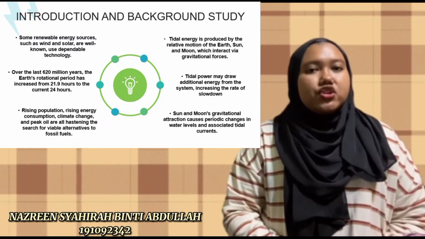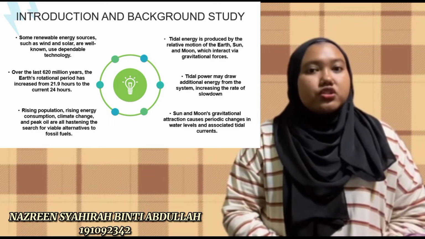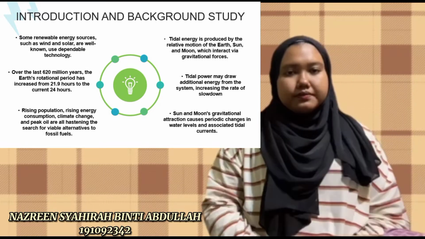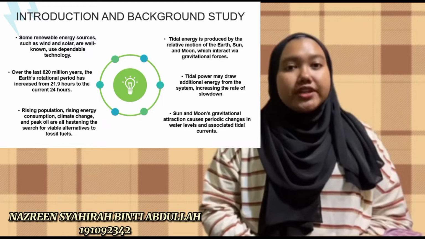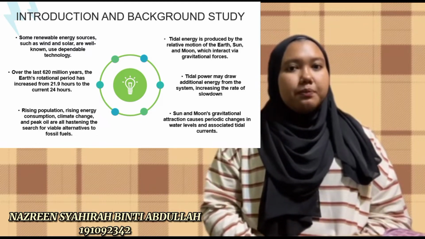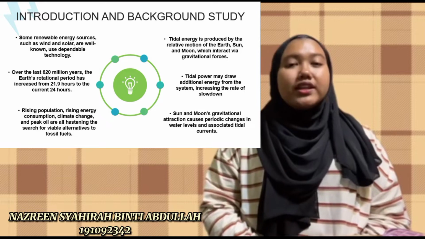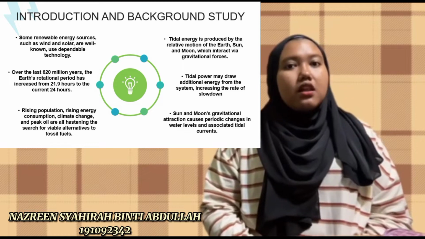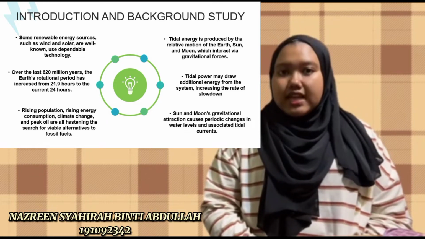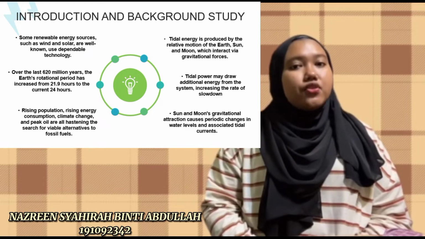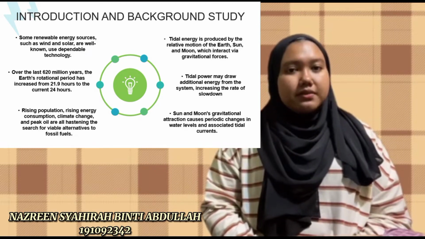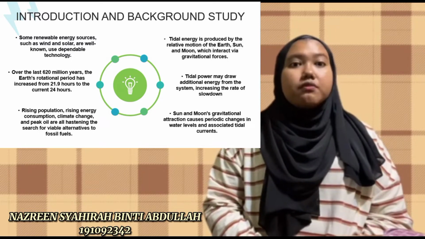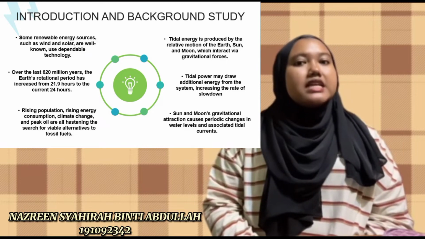This loss of energy has caused the Earth's rotation to slow over the 4.5 billion years since its formation. Over the last 620 million years, the Earth's rotational period has increased from 21.9 hours to the current 24 hours. During this time, the Earth has lost 70% of its rotational energy, while tidal power may draw additional energy from the system, increasing the rate of slowdown. The effect will be noticeable only over millions of years, making it insignificant.